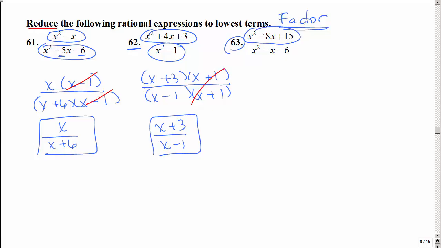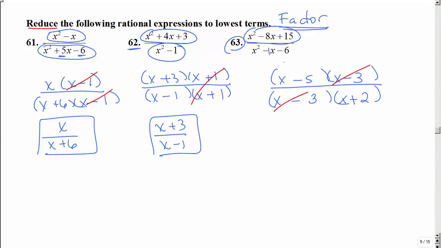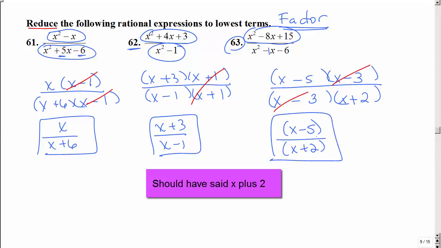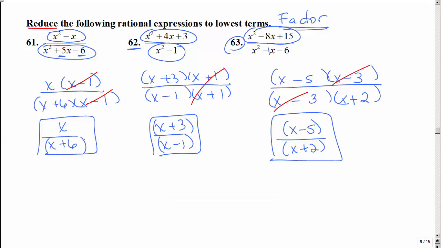Number 63, factoring that. Let's see. -5 and -3 multiply to get +15, add to get -8. On the bottom, again, we've got to get that -1. So this time it's 2 and 3, and it needs to be a -3 and a +2. Those are your common factors that divide out. So we have x minus 5 over x plus 3. Do I need the parentheses? No. I could have put them here. I could have put them here. You can always be safer using parentheses.